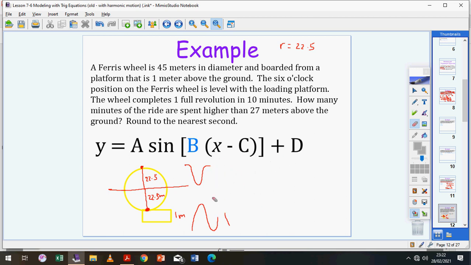Okay, so it's saying that the 6 o'clock position of the Ferris wheel is level with the loading platform. So basically, what would have been this position, the 6 o'clock, where it would start spinning, is level with the boarding platform. That's telling me that this is where that thing is going to start spinning at. So that's how I know that it's going to be cosine graph.